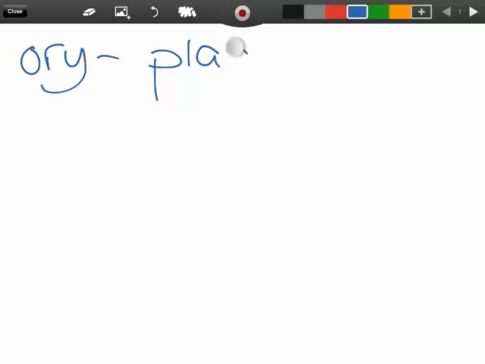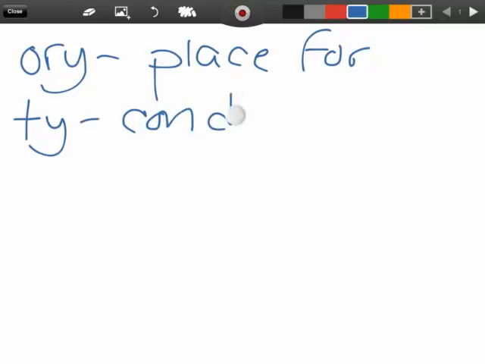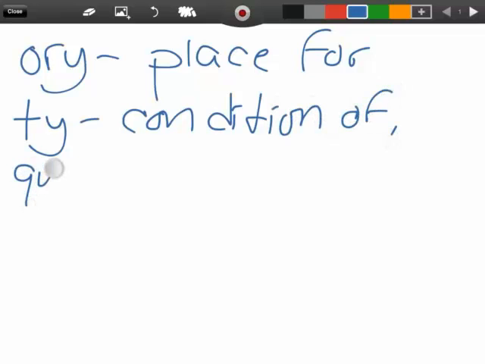Moving on to my next page, the suffix is ory, and ory means place for. My next suffix is ity, meaning condition of or quality of.